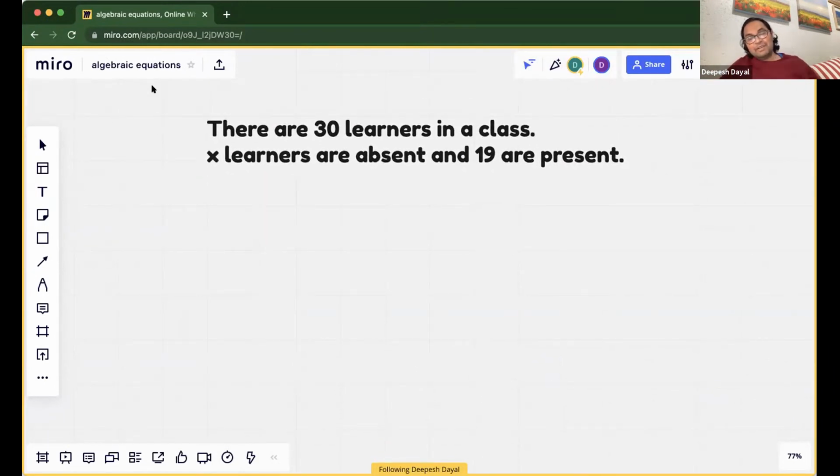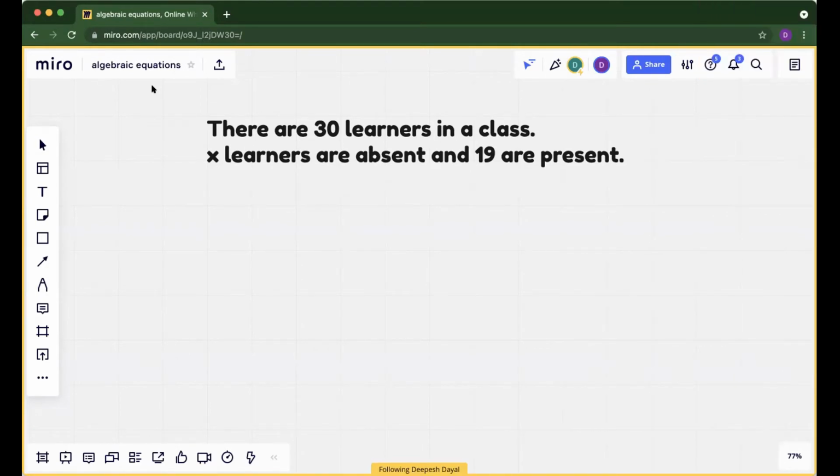Right. So some of you will represent this in one way, some of you another way. There are different answers, but obviously only certain right answers. Some of them are wrong answers. So we're going to look and see. There are 30 learners in a class. X learners are absent and 19 are present. How can you take all this information and make it an equation? Yeah, what can you do with this? How can you represent this as an equation? So X learners are absent and 19 are present, and there are 30 learners in the class. You can type in the chat or unmute and let me know your answer.